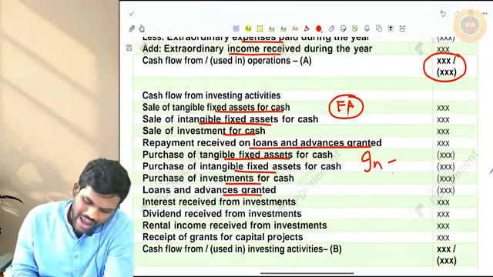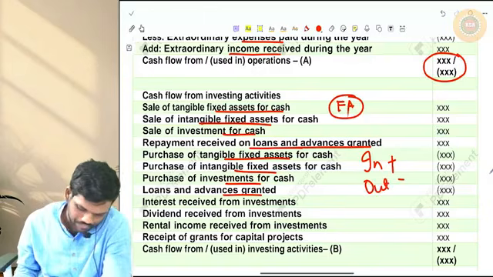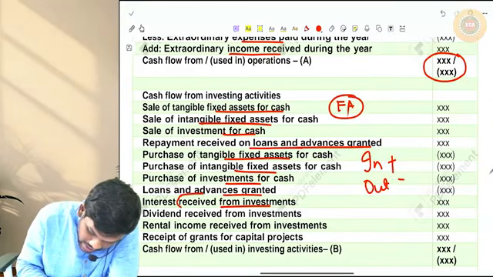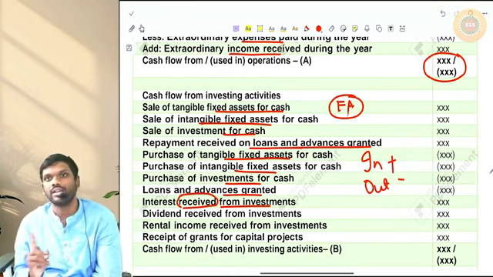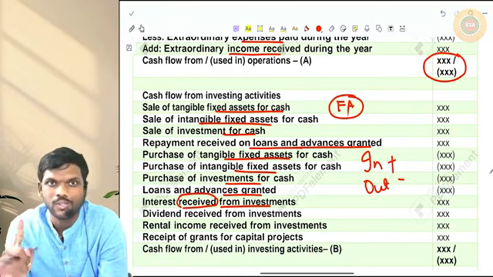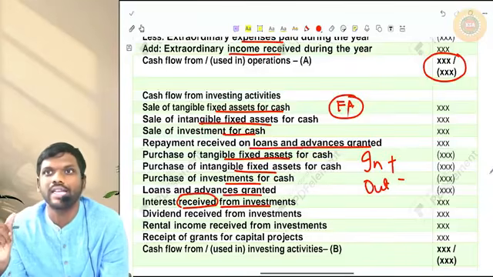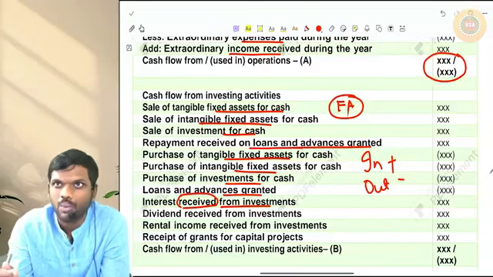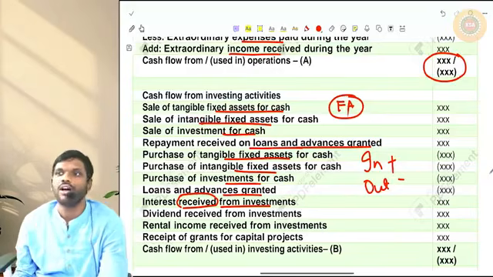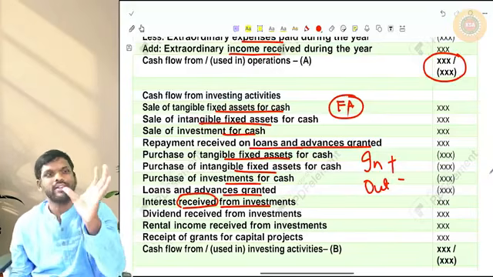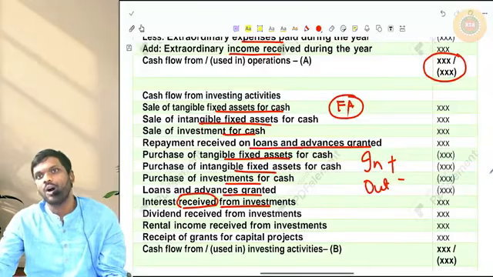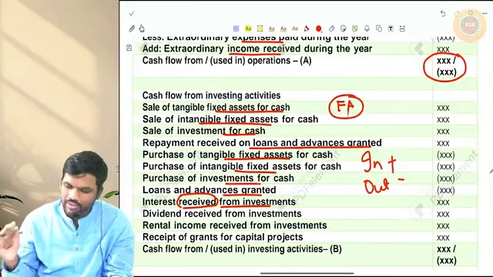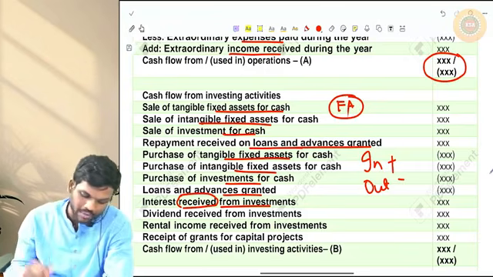Remember, inflows will be added, outflows will be subtracted. And for any interest you have received on investments, remember, you should not take interest income here, you should take interest received. We have discussed this in class many times. Income for the current year is equal to cash received plus outstanding end minus outstanding beginning plus advance beginning minus advance end. Use that formula to find out how much interest is received. They will give you interest income, outstanding beginning, outstanding end, advance beginning and advance end. Using the formula that I discussed now, find out the interest received. That interest received will be taken as a part of cash flow from investing activities.